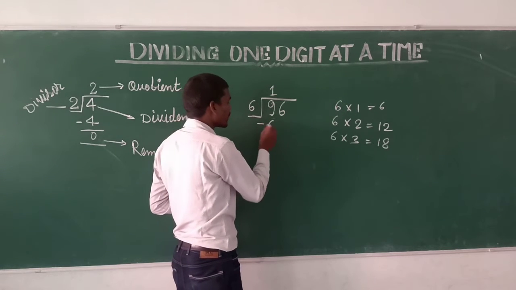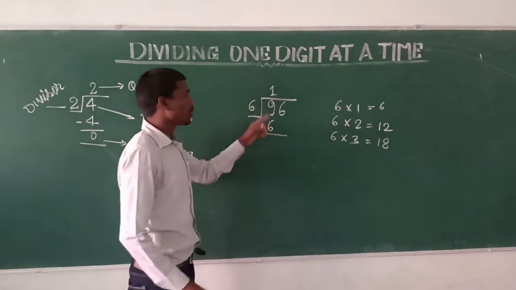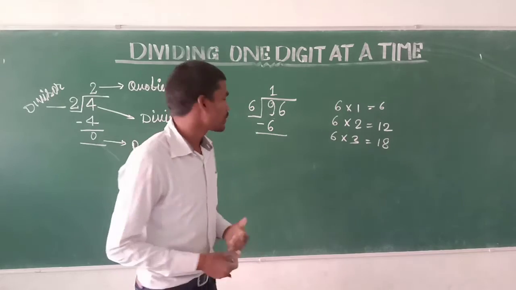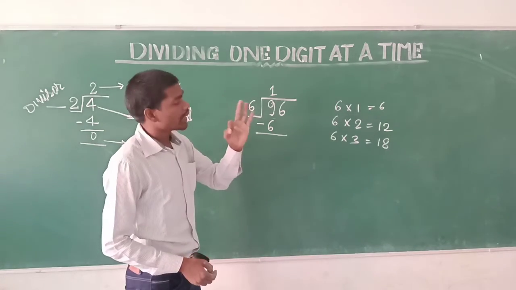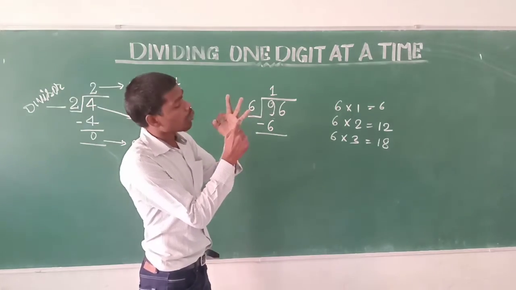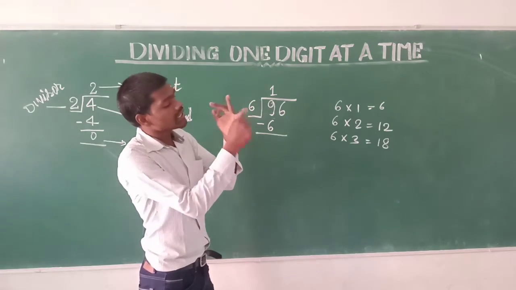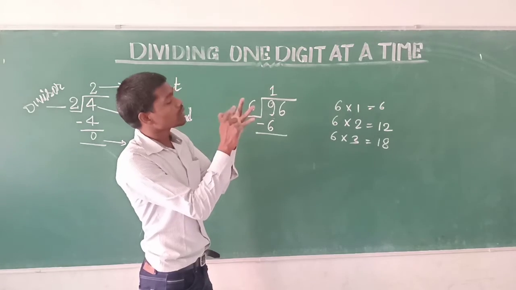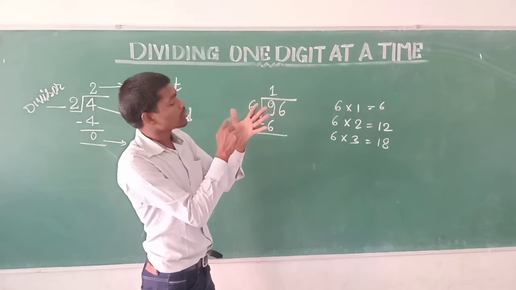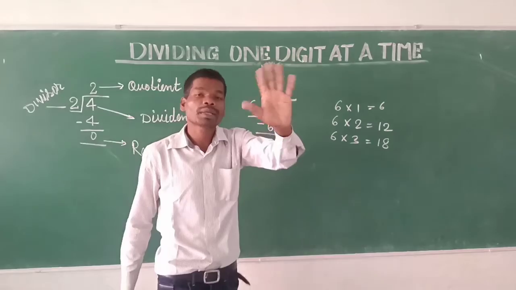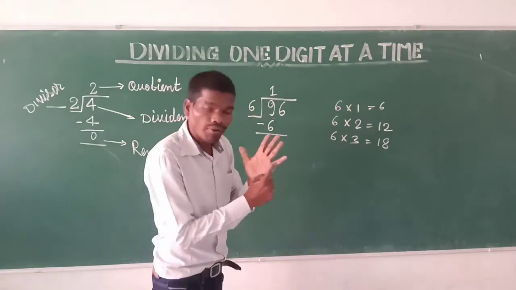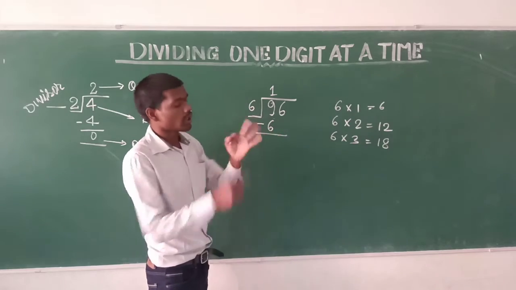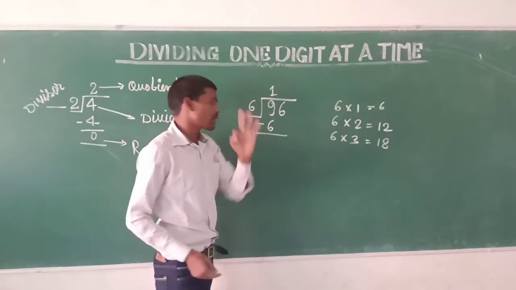So 6 1s are 6. Now minus it. Now 9 minus 6. Come on, tell me. 9 minus 6. Can you see here the places? In each finger, how many points are there? 1 2 3. So how many total points are there here in our fingers? 1 2 3 4 5 6 7 8 9. So here 9 points are there.